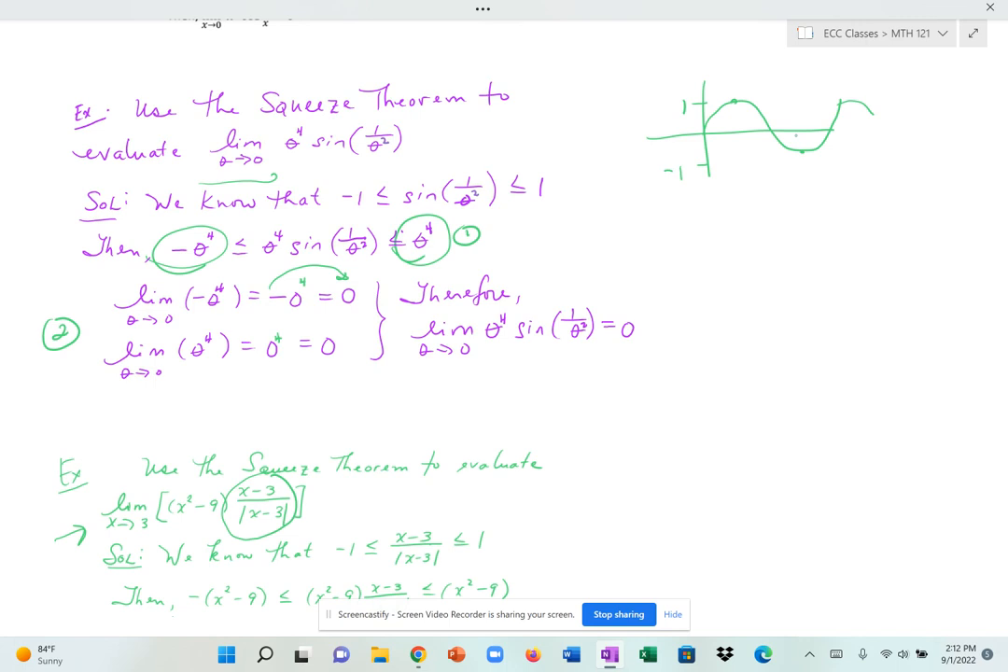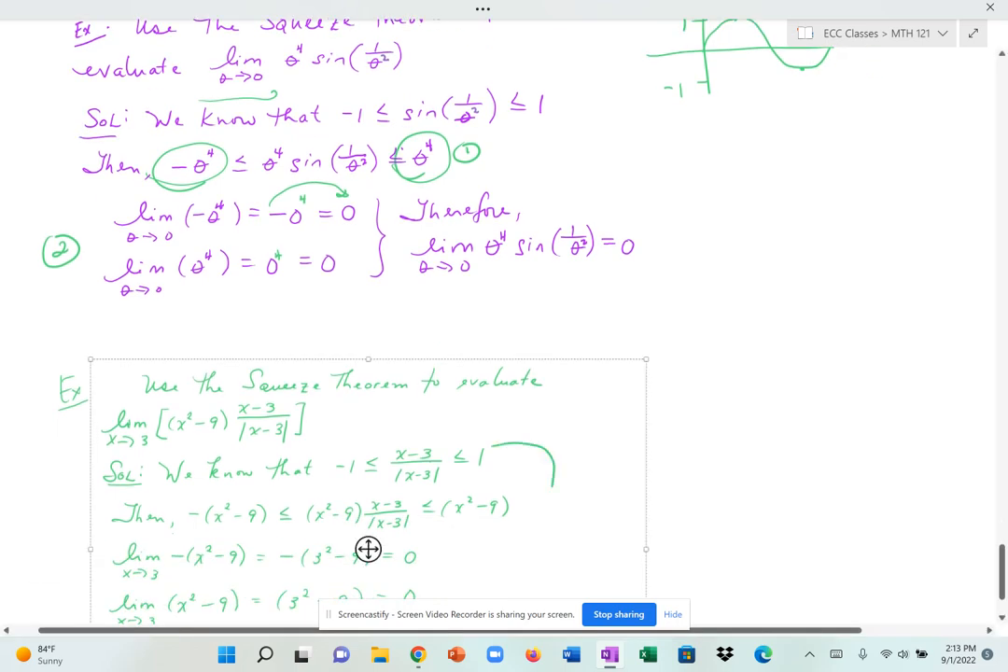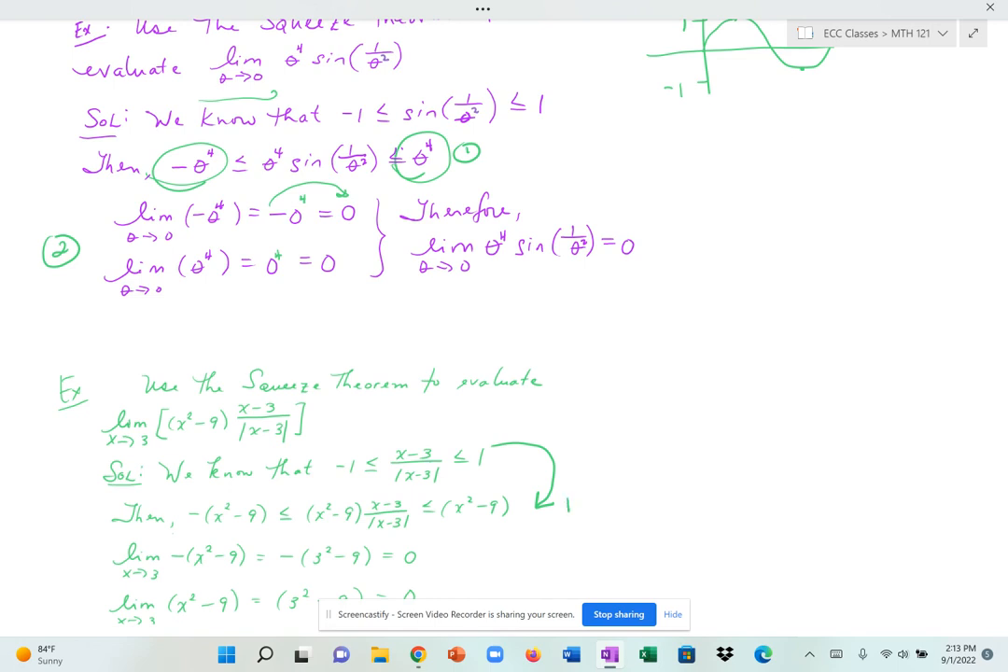So we can isolate this part based on previous experience and say that -1 is less than or equal to x minus 3 over the absolute value of x minus 3, which is less than or equal to 1. And then apply the same trick that I applied in previous examples, which is to multiply all three sides of this expression by the part that's missing, which is x squared minus 9. So this is the first thing you have to show with squeeze theorem, is that the function that you're interested in is being squeezed by two other functions.